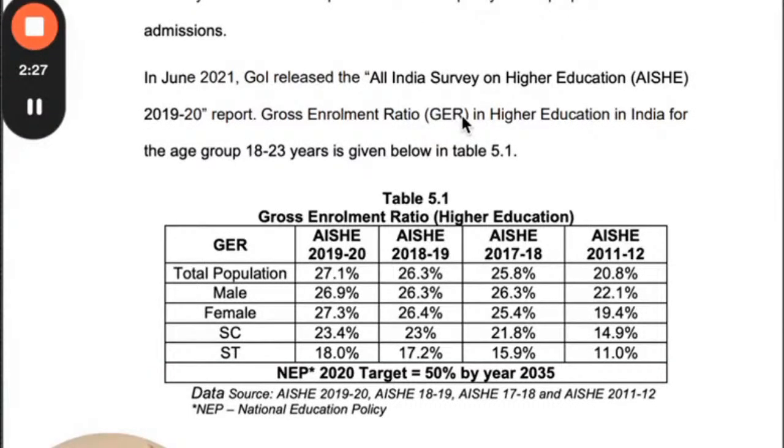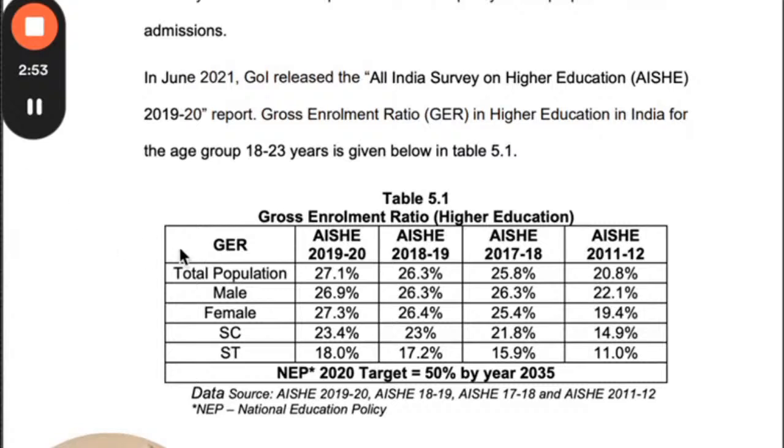So I came to this now. You can see here that there's a great report called the All India Survey of Higher Education report, which publishes this gross enrollment ratio every year for the age group 18 to 23. The table indicates a few important points.